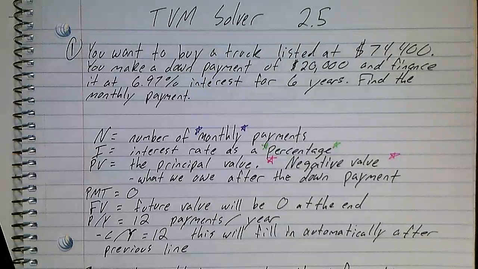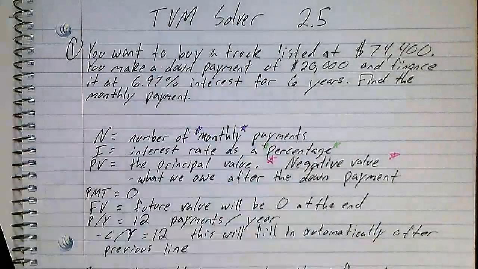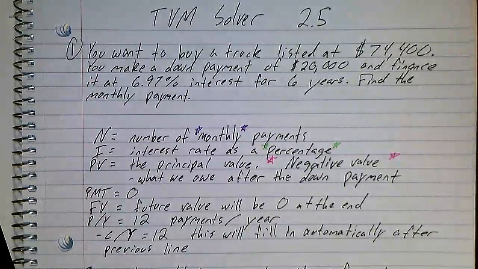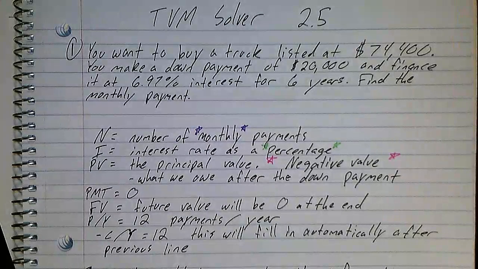All right, let's look at using a TI-83 or TI-84 to use the TVM Solver, section 2.5 of the ACM homework. TVM stands for time value of money, and it's an easy way to find monthly payments. So here we have a question from the homework.